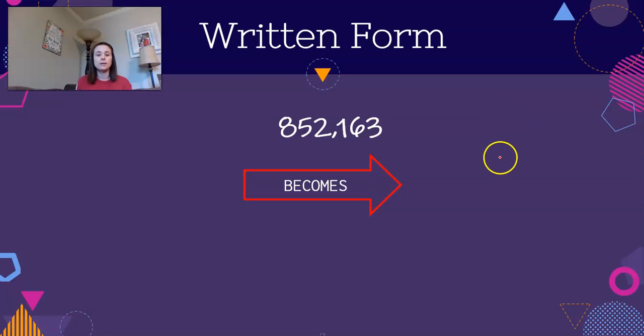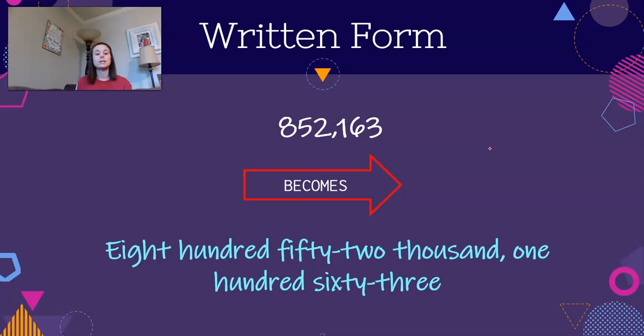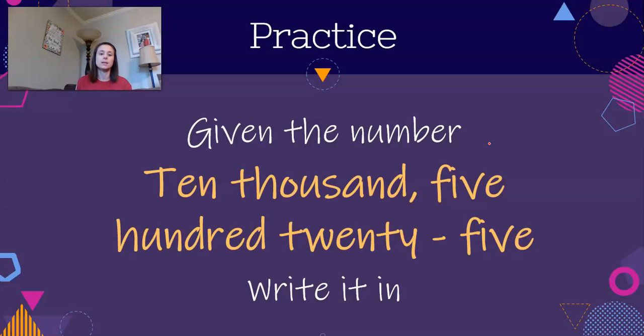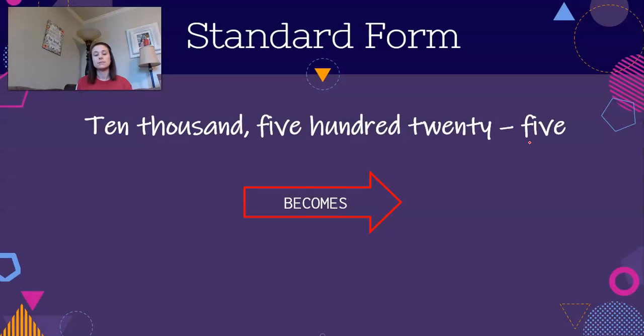Okay, so how do you write the number 852,163 in written form? You're going to write it just like you say it, 852,163. Written form is when you write the words of what you're saying. Okay, so this one, you're given the number in written form, 10,525. How are you going to write this in standard form?